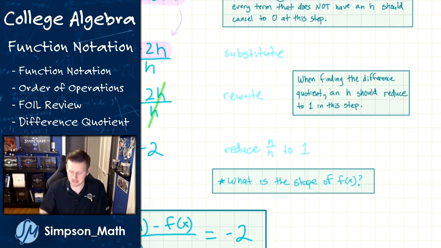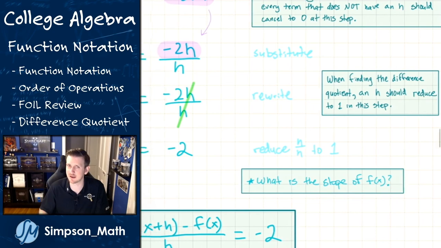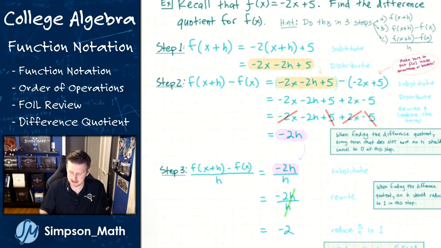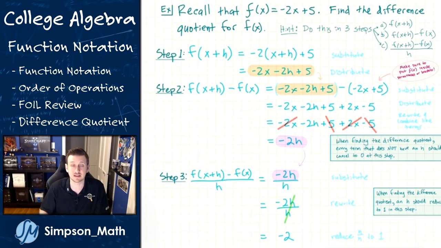And then what's the slope of f of x? Just a little question to think about. So f of x, let me zoom out here, f of x is negative 2x plus 5. What's the slope of that function? That's a line, right? The slope is negative 2.